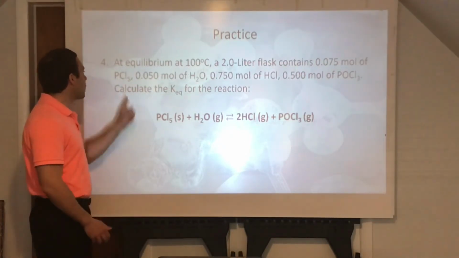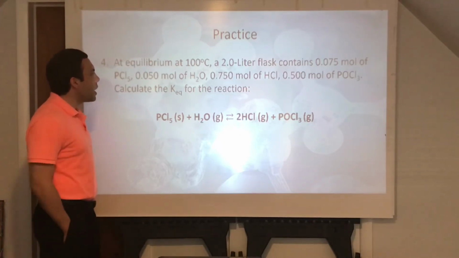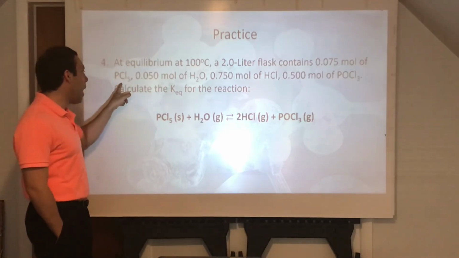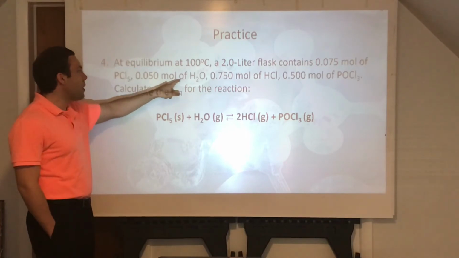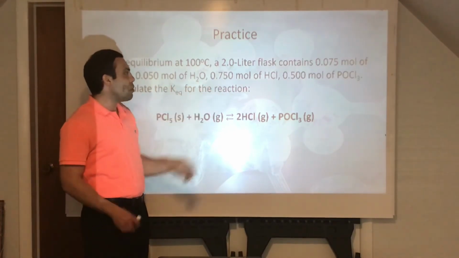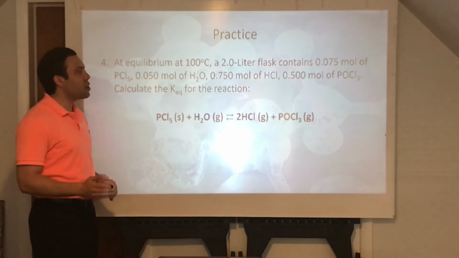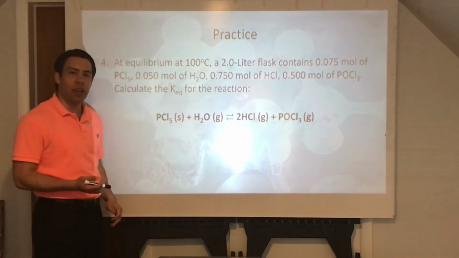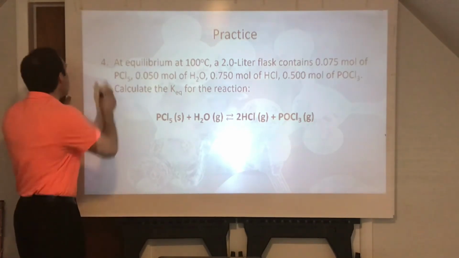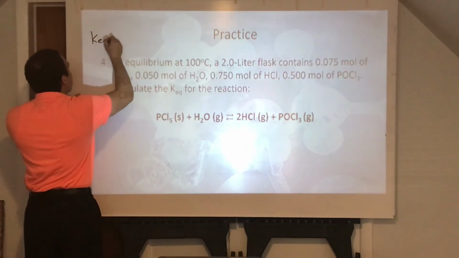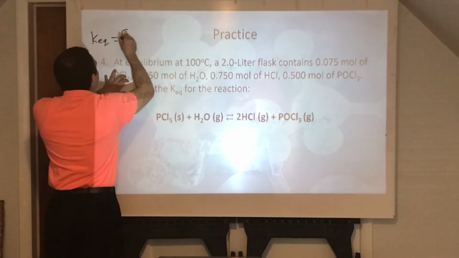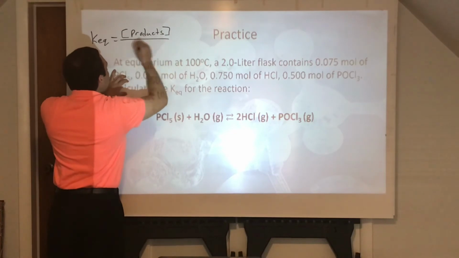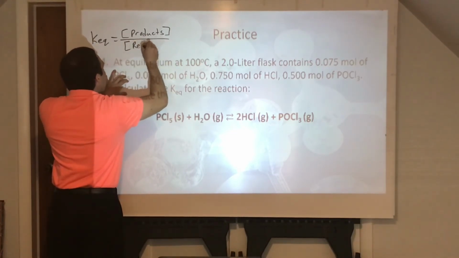Problem number 4 states, at equilibrium, at 100 degrees Celsius, a 2.0 liter flask contains 0.05 moles of PCl5, 0.050 moles of H2O, 0.750 moles of HCl, 0.500 moles of POCl3. Calculate the KEQ for the reaction. Once again, KEQ is equal to the concentration of products divided by the concentration of reactants.